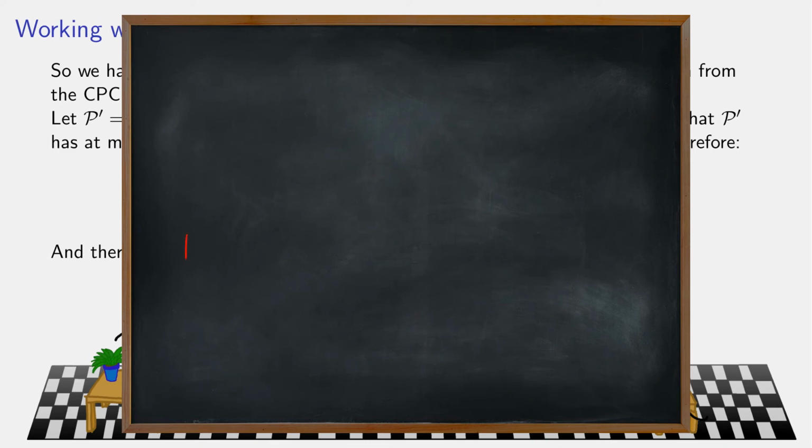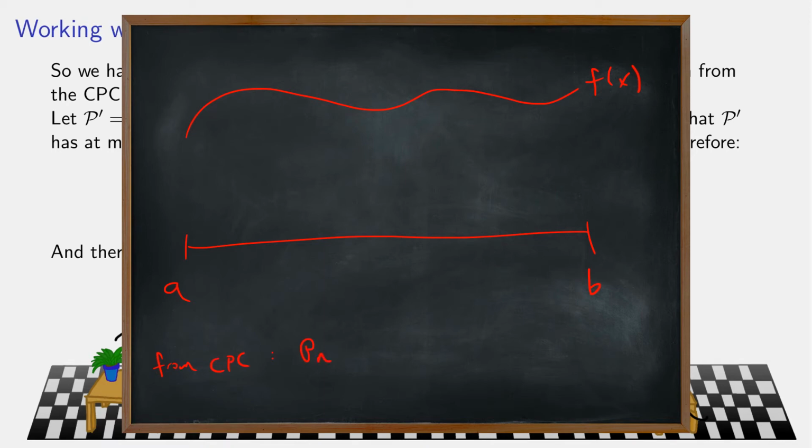Okay, so what's going on here? We have our interval from a to b, and we have our function. So from the closed partition criterion, where epsilon was an arbitrary number that was given to us, we get a specific Pn so that the upper sum is within epsilon over 2 of L.